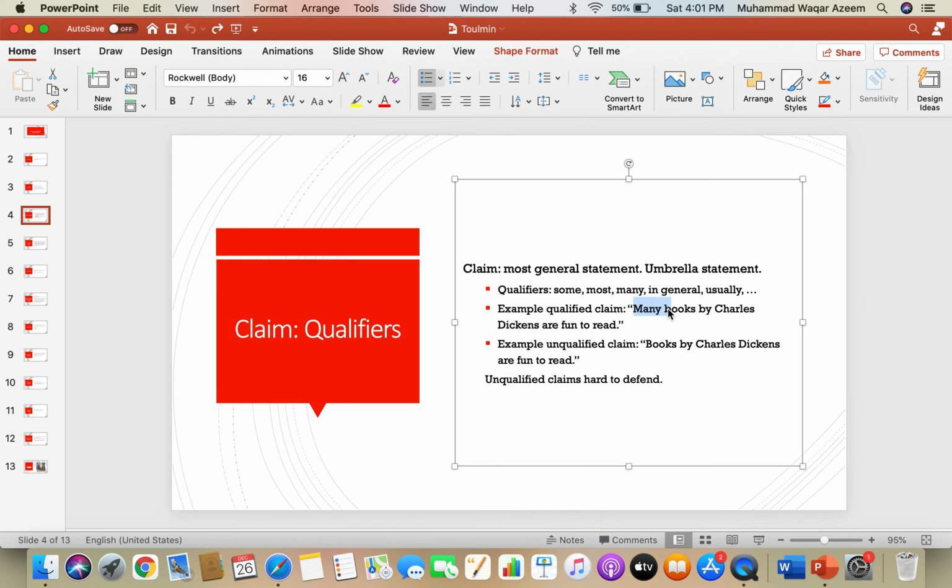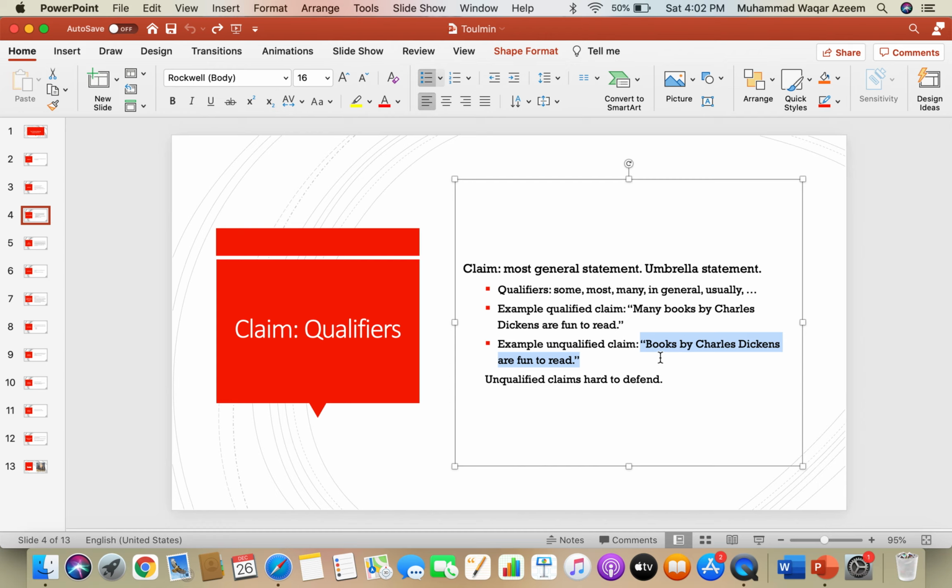What is the role of this qualifier here? This qualifier makes the claim strong, or it makes the claim easy to defend. How so? Let's compare it with another claim which is unqualified, a claim in which no qualifier has been used. Read the second claim, please. Books by Charles Dickens are fun to read.